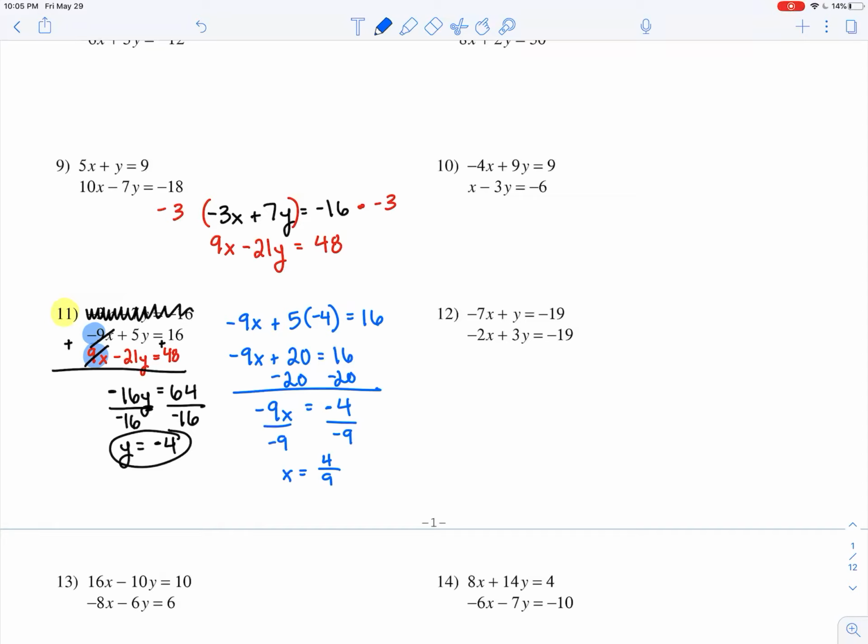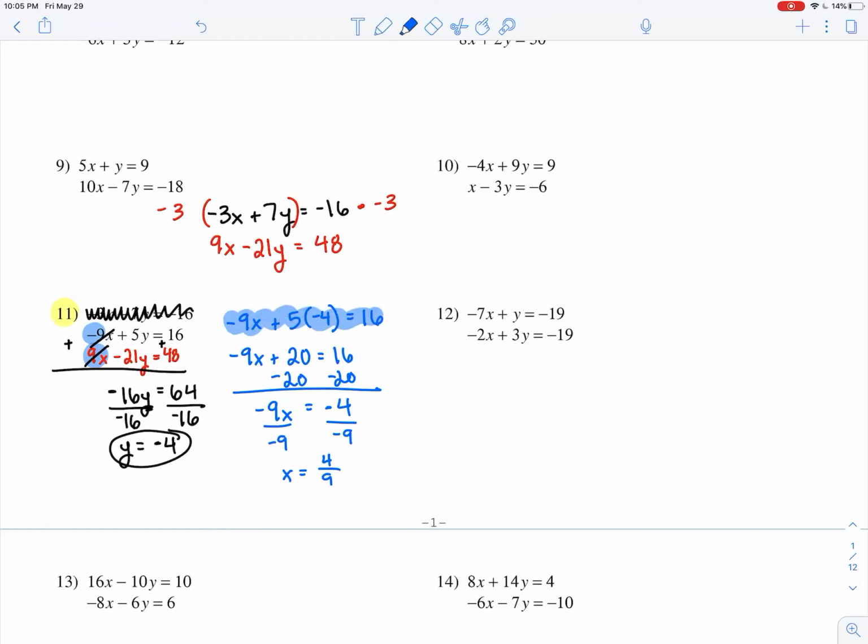Let's see. So starting from 4/9, something went wrong. Let me go back to the previous step. Negative 9x is equal to negative 4. Okay, well I did that part right, but something else went wrong. So let me go back to the very first line here.